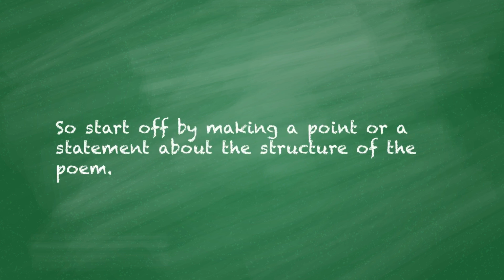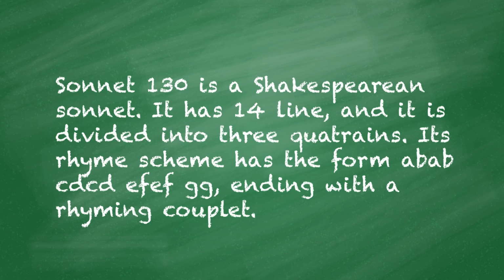So start off by making a point or a statement about the structure of the poem. This is, of course, your topic sentence. This tells the reader what the paragraph is about. Remember, paragraph 1 needs to be about the structure of the poem. For example, Sonnet 130 is a Shakespearean sonnet. It has 14 lines and is divided into 3 quatrains. Its rhyme scheme is the form of AB, AB, CD, CD, EF, EF, GG, ending with a rhyming couplet.